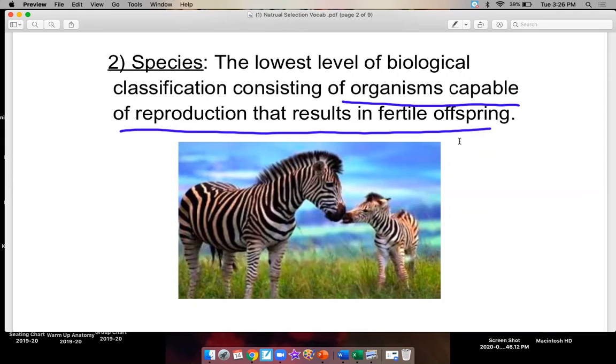Same thing with a mule. If you don't know what a mule is, it is a horse and a donkey. They reproduce and their offspring is known as a mule. Mules are not fertile. They cannot reproduce. So it means horses and donkeys are not the same species.